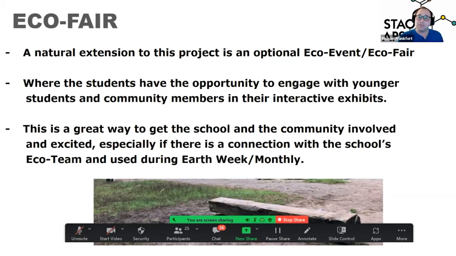Now, what we also did, and it got bigger every year, was engage community partners. So we engaged different organizational groups that were environmentally friendly, that were environmental organizations.